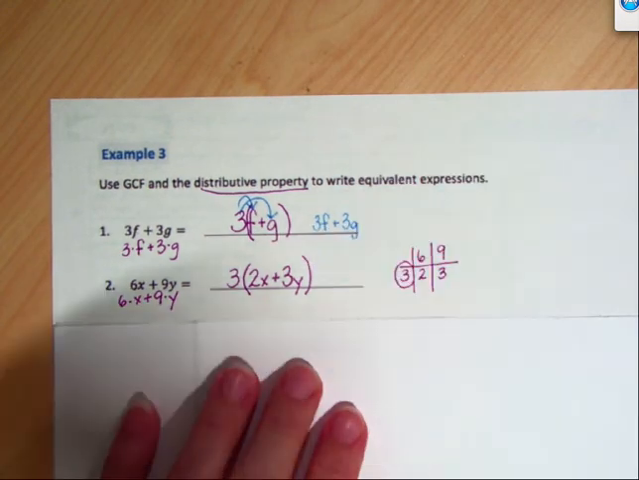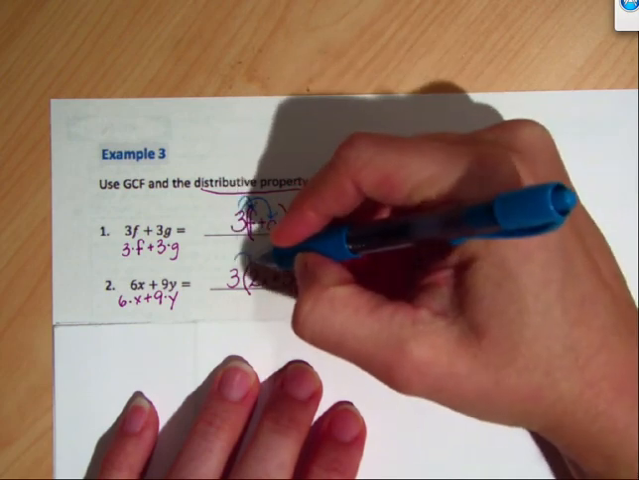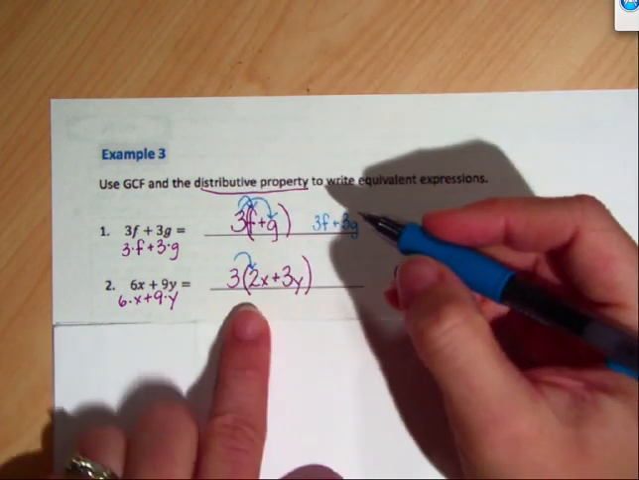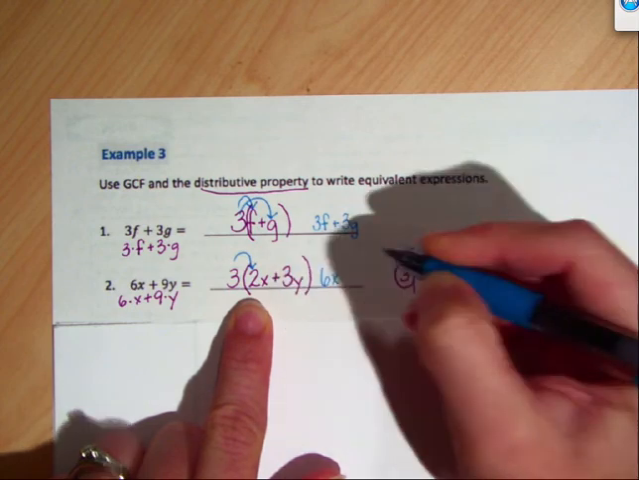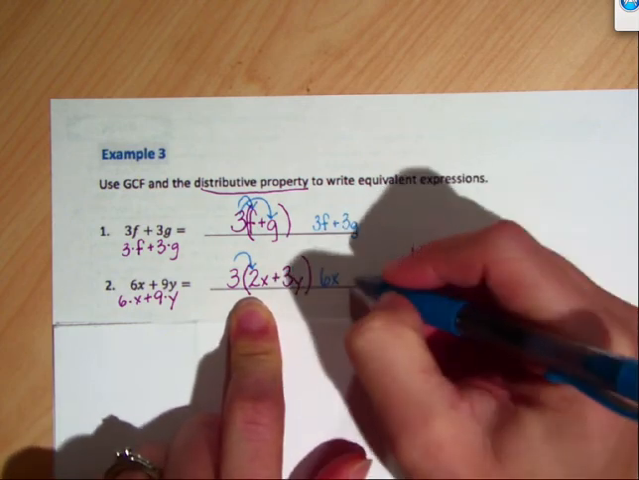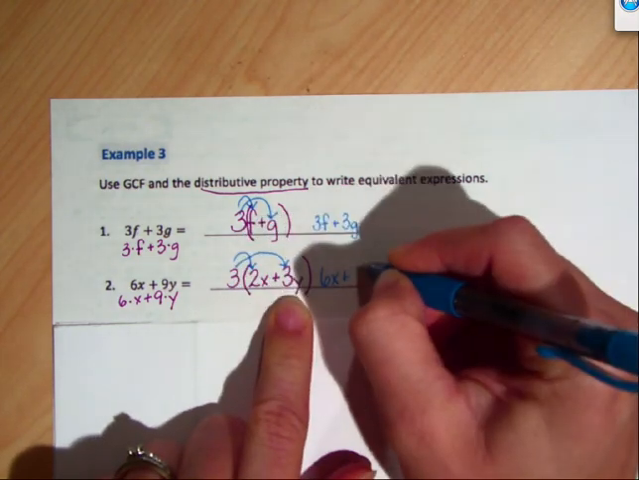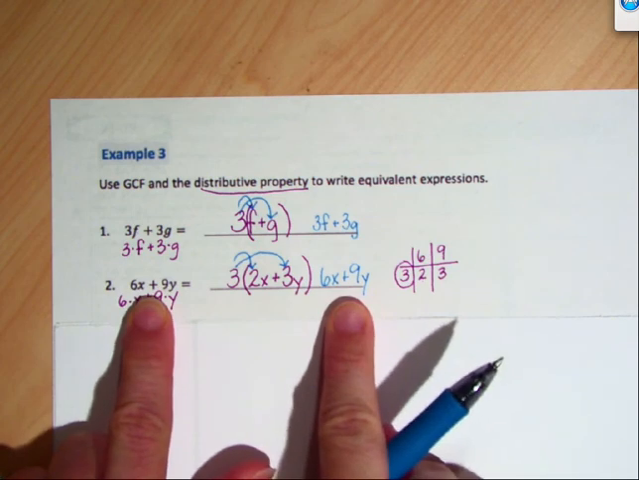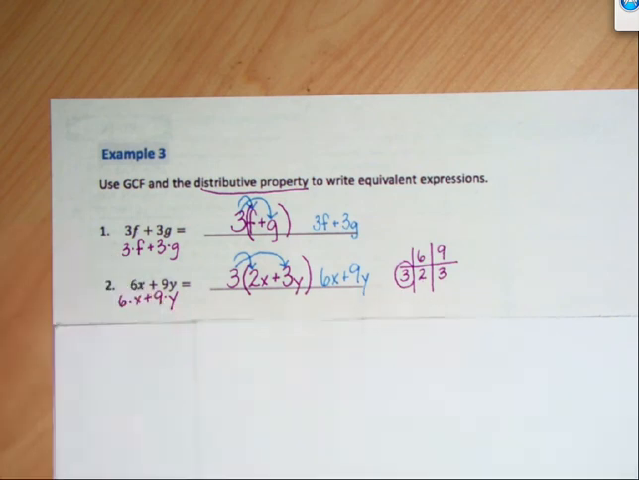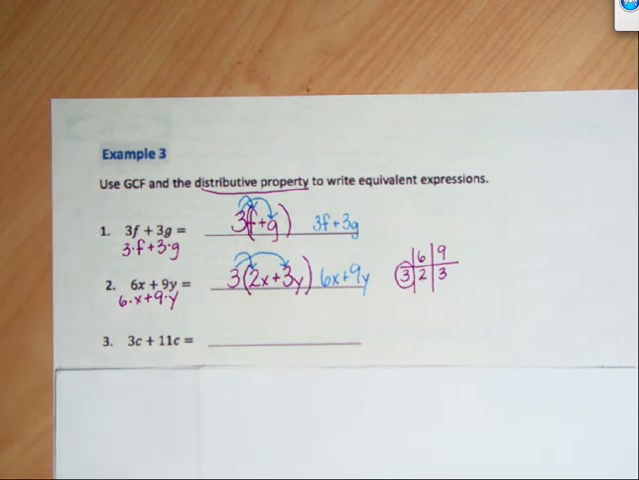plus 3y. Let's see if we work it back out, if it works. 3 times 2 is 6x plus 3 times 3 is 9y. Very cool, very cool. Let's try another one, and then I'm going to kind of clue you into something here.